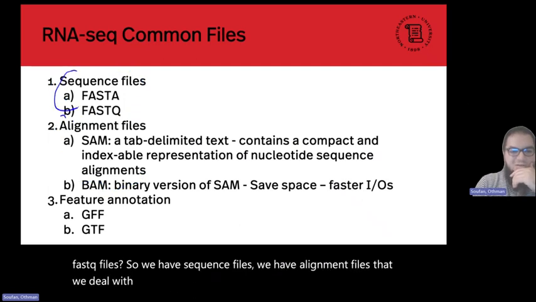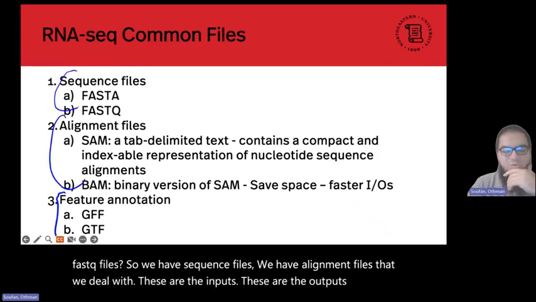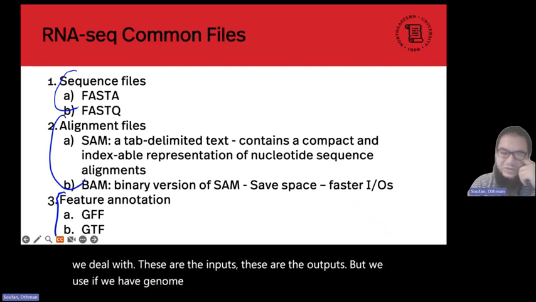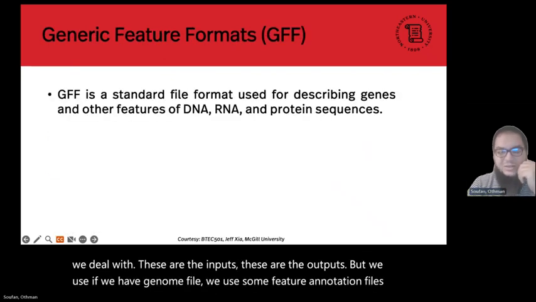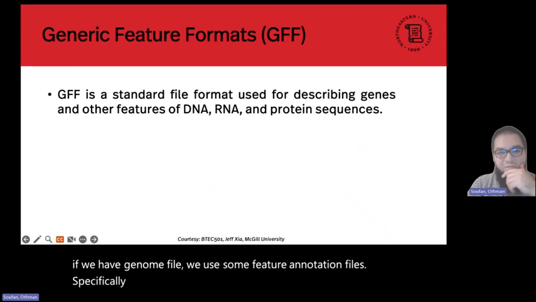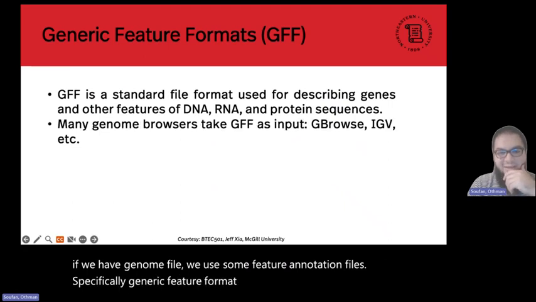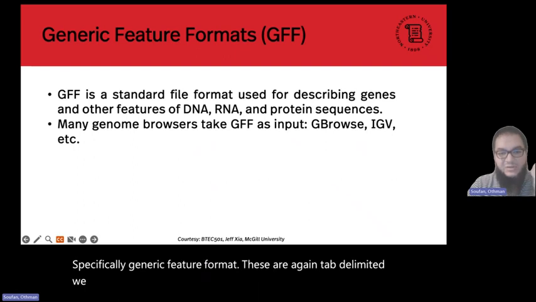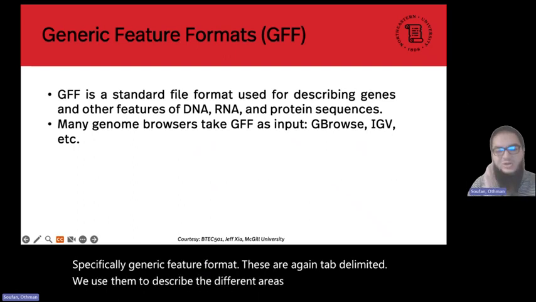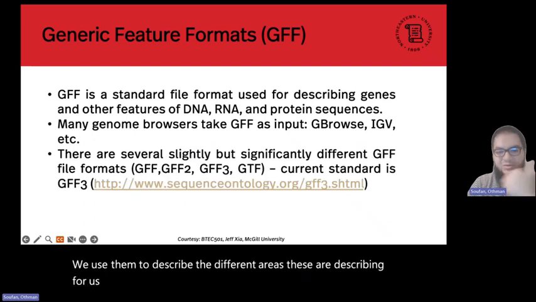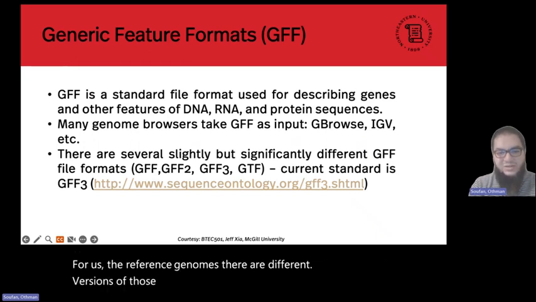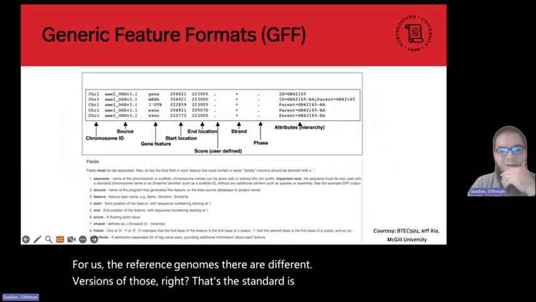These are the inputs, these are the outputs, but if we have a genome file, we use some feature annotation files, specifically generic feature format. These are again tab delimited. We use them to describe the different areas. These describe for us the reference genomes. There are different versions of those, right? The standard is GFF3 right now.